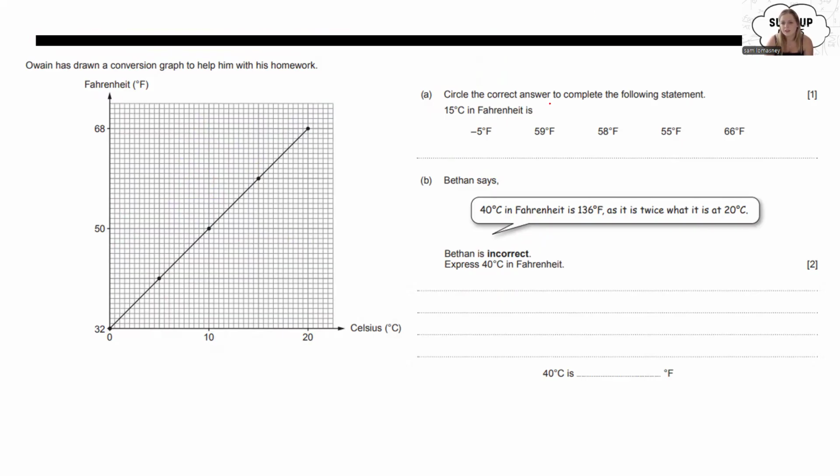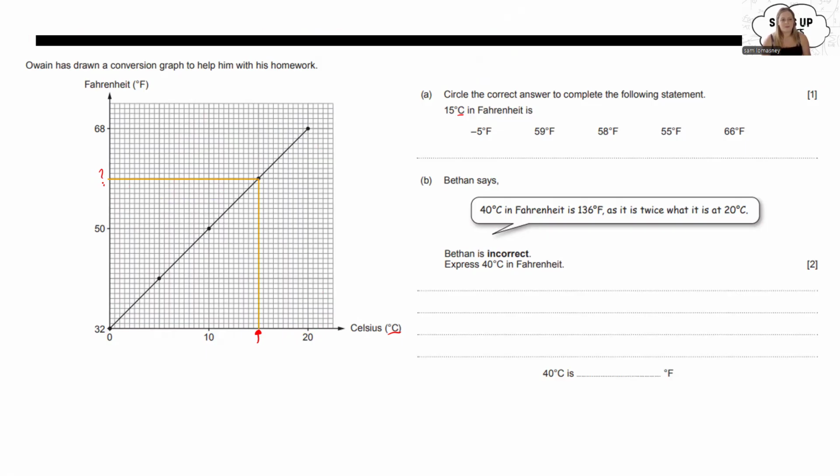So it says, circle the correct answer to complete the following statement. 15 degrees in Fahrenheit is, now see there's a C there, that means that we're looking at the Celsius, so 15 degrees Celsius is the same in Fahrenheit as, and then we need to look at our graph. So we go across, notice between 10 and 15, you want to go right in the middle, and you're looking at this point here. Draw your line up and across, and we want to find out what this is.